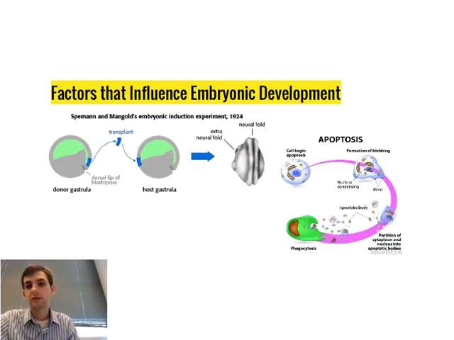And then a final factor that influences embryonic development is something called apoptosis, which is programmed cell death. Constantly through embryonic development, some cells are dying off, and this is an important process that occurs. For example, early on in development, you actually have webbed hands and feet. Those cells that make up the webbing in between your hands and feet will undergo apoptosis, or programmed cell death, and hence you're not born with webbed hands and feet. However, if apoptosis is not occurring, you could have offspring that still have webbed toes and webbed feet.